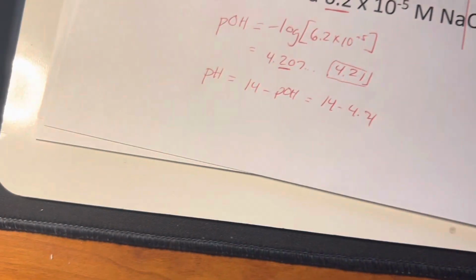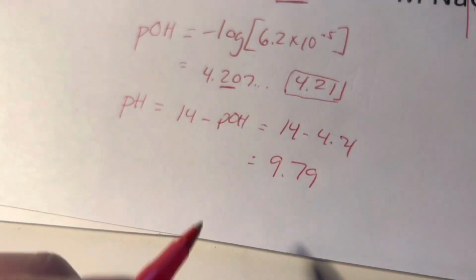So this is the pOH. I got 4.207 something, but 2 sig figs. So after the decimal, 4.21 is my pOH, which I don't really want per se, but I'm boxing it in, my bad. To find the pH though, you take 14 minus your pOH, so 14 minus 4.21. I end up with 9.79 for my pH.